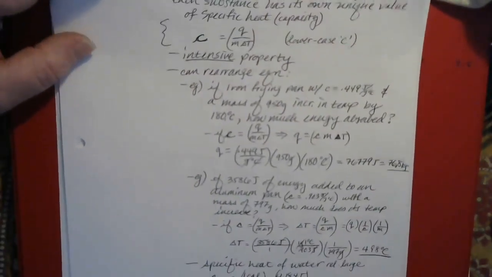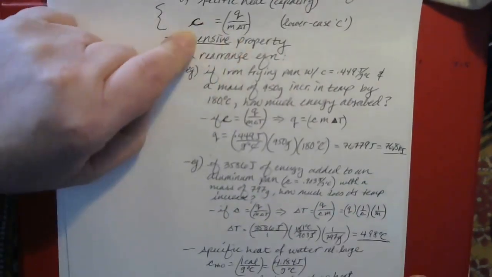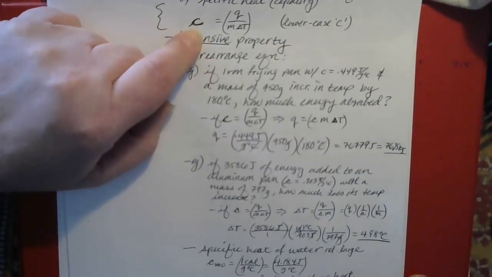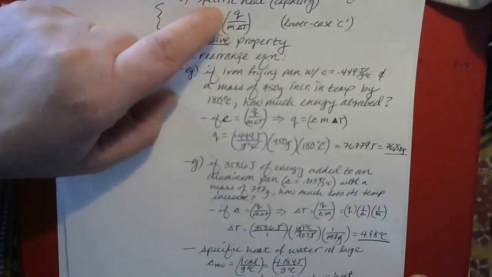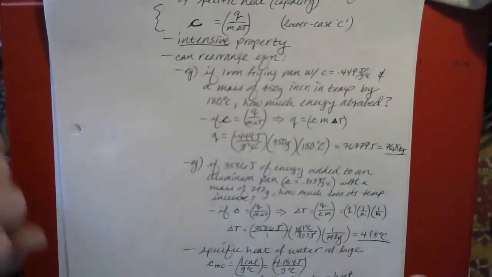Now, we can also rearrange the equation to find these other things, because like I said, if you know what the substance is, then you can look up C. You don't need to calculate it. So very often we'll know what the substance is, and therefore we'll know what C is, and we'll want to find Q or M or delta T. As long as we know all of the other stuff, we can find any one of those.